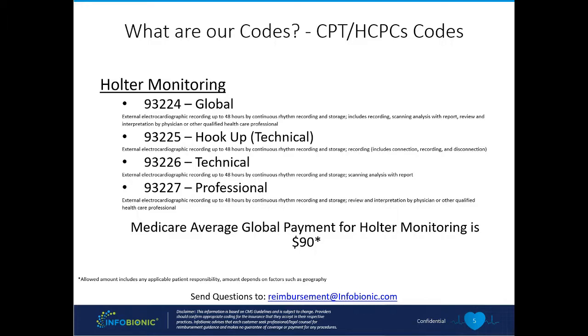The global code also encompasses all reimbursement of the component codes. So there's no financial advantage to using the global code or billing piecemeal. We recommend use of the global code when possible, as it makes billing streamlined and claims simpler. The national Medicare average rate for Holter monitoring is $90 in 2019. This will obviously depend on your location, as Medicare rates differ geographically.